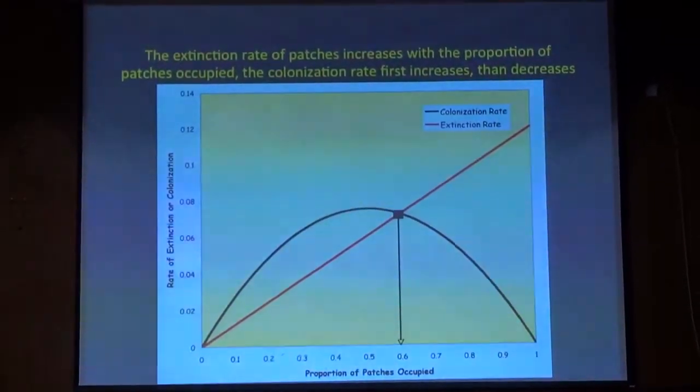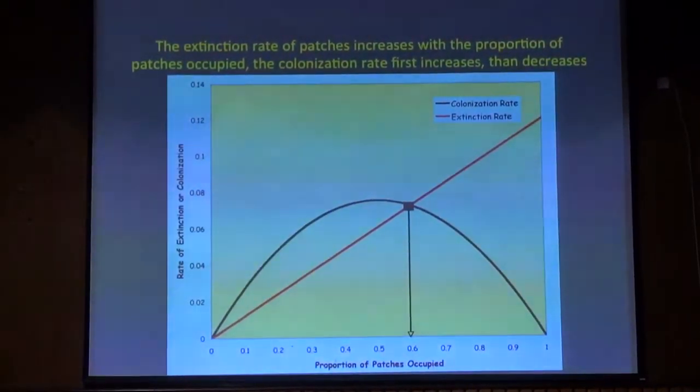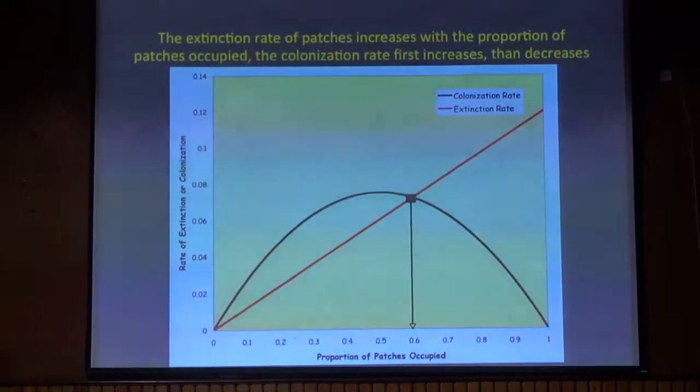Extinction graph. It was increasing. Extinction was increasing with the proportion of patches. How is it possible? There are two lines in there. One is the line for the colonization rate, and it's a curve. And the other line is a straight line. We do the straight line first. The straight line is extinction rate.